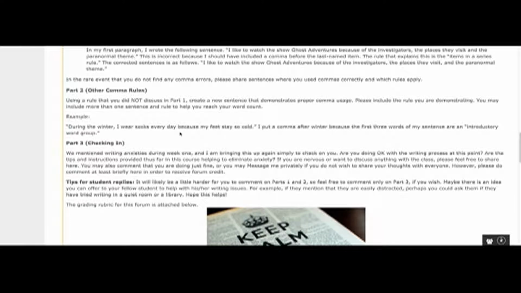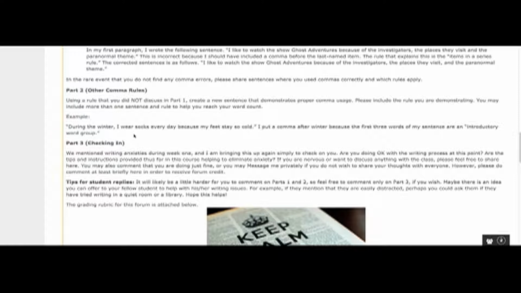Using a rule that you did not discuss in part 1, create a new sentence that demonstrates proper comma usage. Please include the rule you are demonstrating. You may include more than one sentence and rule to help you reach the word count. Example: During the winter, I wear socks every day because my feet stay so cold. I put a comma after winter because the first 3 words of my sentence are an introductory word group.